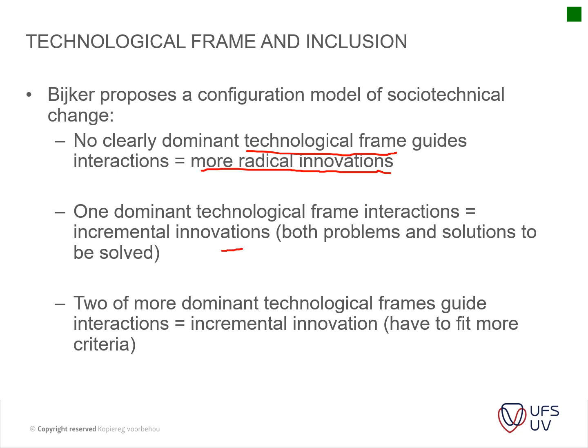Then you've got 2 or more dominant technical frames guiding interaction, and you've got incremental innovation. It's basically if you've got your SABS standards and you have access control and all health and safety, you've got fire protection, you've got all those parameters playing into your design, and basically it's detrimental to innovation because you have more rules that you have to adhere to.